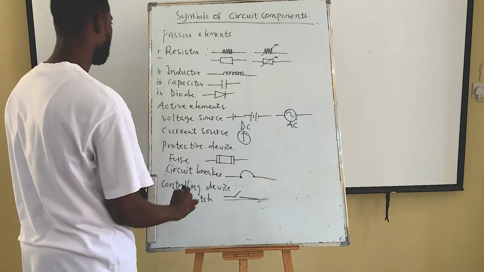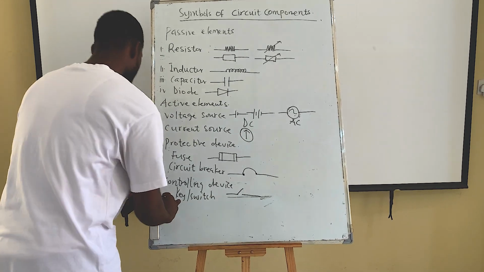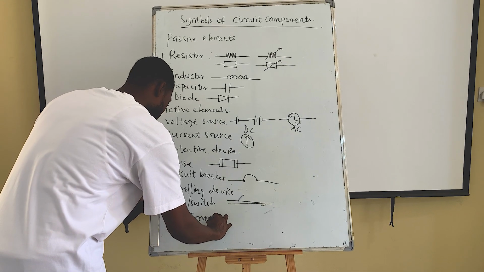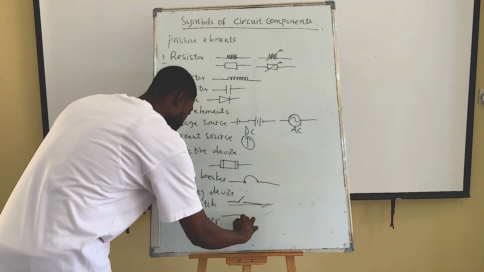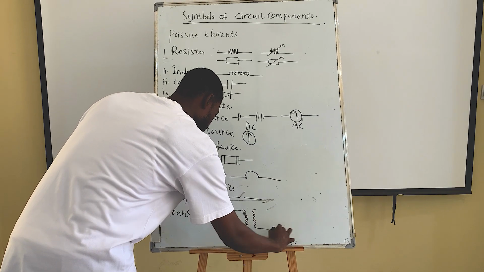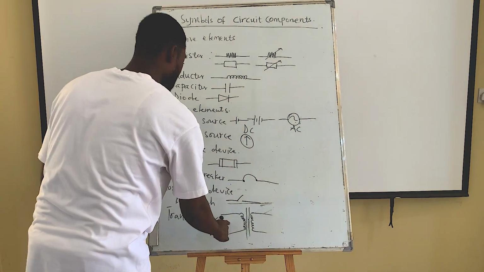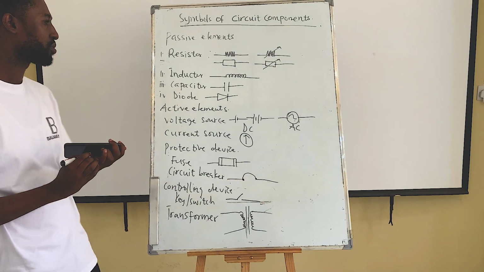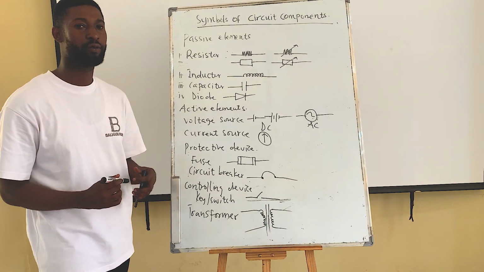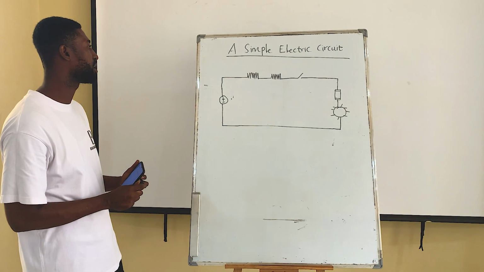You can also look at the transformer, which can be either a passive or active component. So this is how to represent a transformer. You can use this. The primary one is this and the secondary one is this, which is used to regulate the voltage levels.